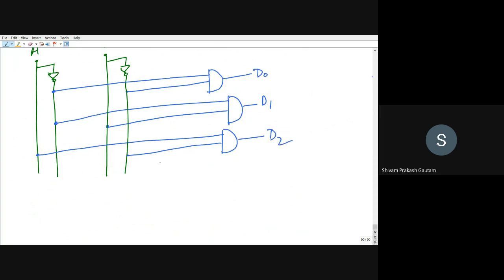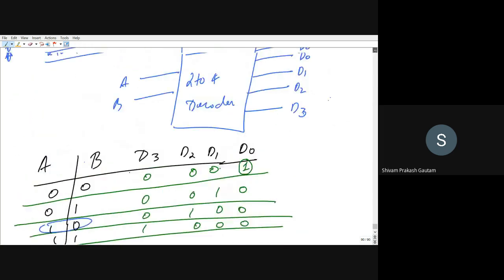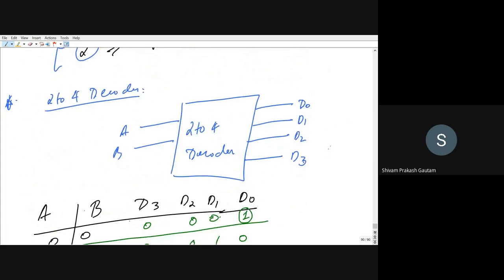Finally, D3, A equal to 1 and B equal to 1. So I can take A from here and B from here, pass it through an AND gate. So this will be equal to D3. Now this is the logic circuit for the 2 to 4 decoder. A 2 to 4 decoder has 2 input lines and 4 output lines. So that is why it is called a 2 to 4 decoder.